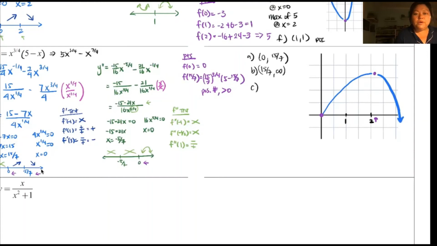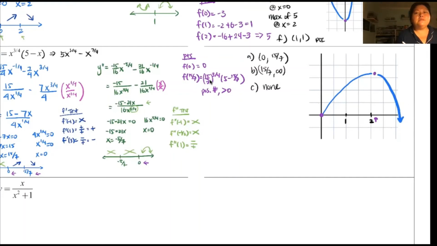All right, part C, when is my graph concaving up? None. It doesn't concave up at all, so no interval. D, when is my graph concaving down? From 0 to infinity. The whole thing is concaving down. E, any local extreme values? Yes, I have a maximum of this value right here. Kind of gross, but we can clean it up just a bit. So 15/7 to the 3/4, times 5 minus 15/7.